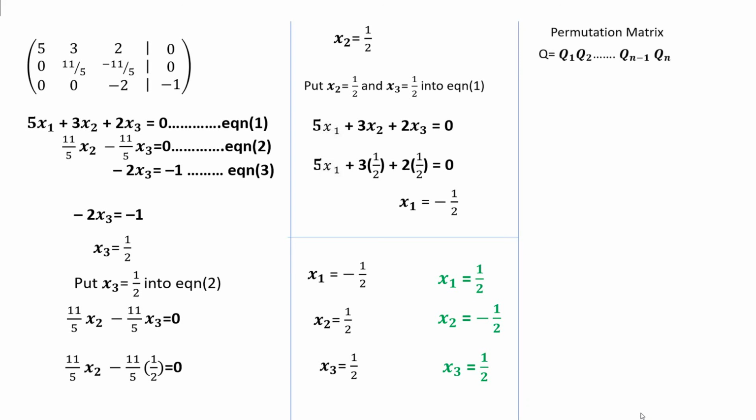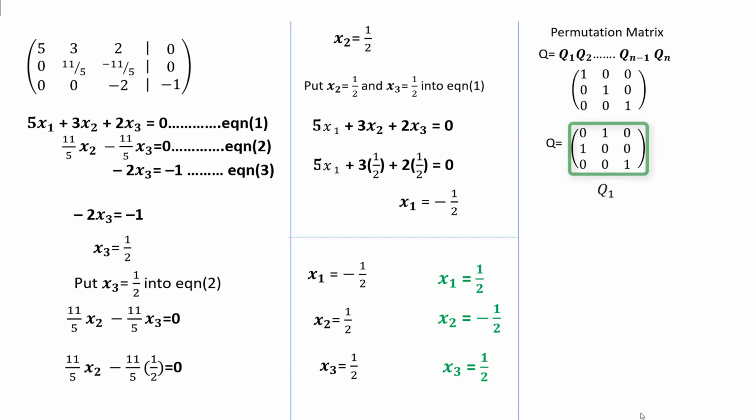And permutation matrix is given as Q is equal to Q1 times Q2 times Q3 up to Qn. And identity matrix is the matrix that has all its leading diagonal values equal to 1 and all other values are equal to 0. This is an identity matrix. In solving our question, we swap column 1 and column 2. So let's swap column 1 and column 2 from the identity matrix to get Q1.